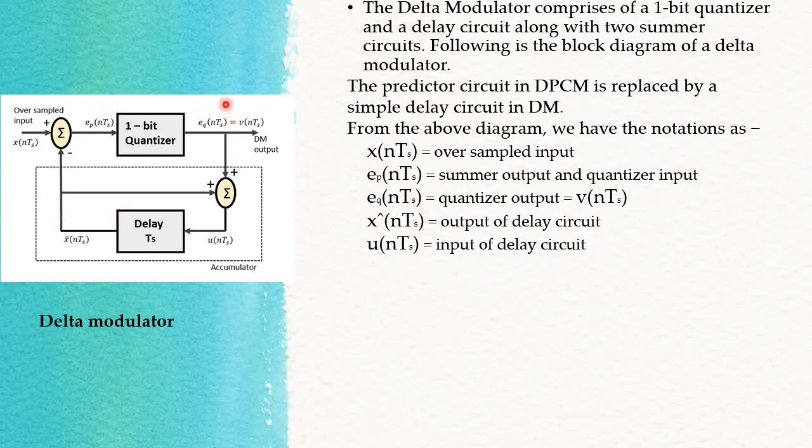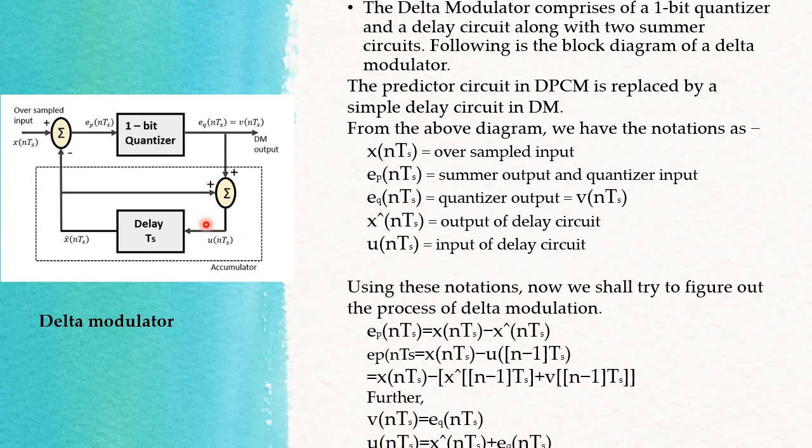EQ(nTs) is the quantizer output. X bar(nTs) is the output of a delay circuit. U(nTs) is the input of the delay circuit. Now, how does all this work?